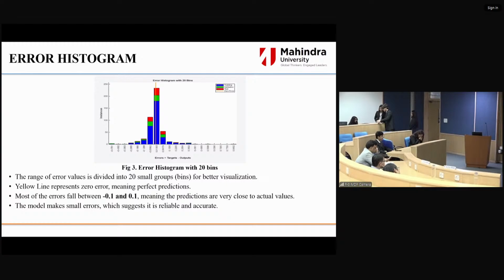Now talking about the error histogram. This histogram represents the distribution of prediction errors. Most errors are between minus 0.1 and 0.1, indicating our model makes very small errors. The yellow line represents zero error, meaning the closer the bars are to this line, the better the predictions.